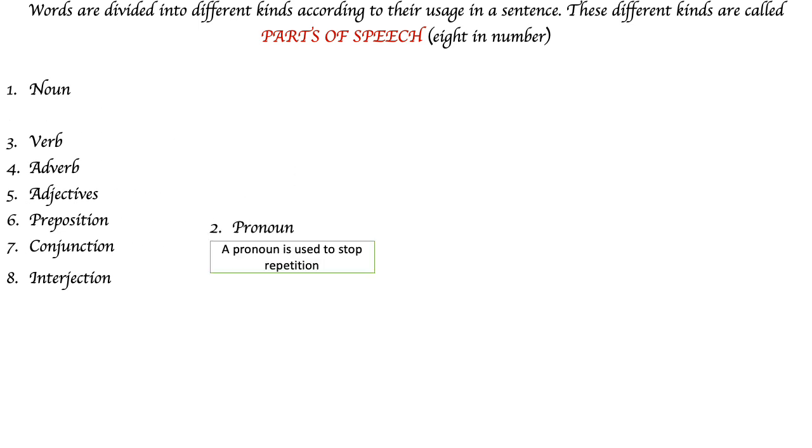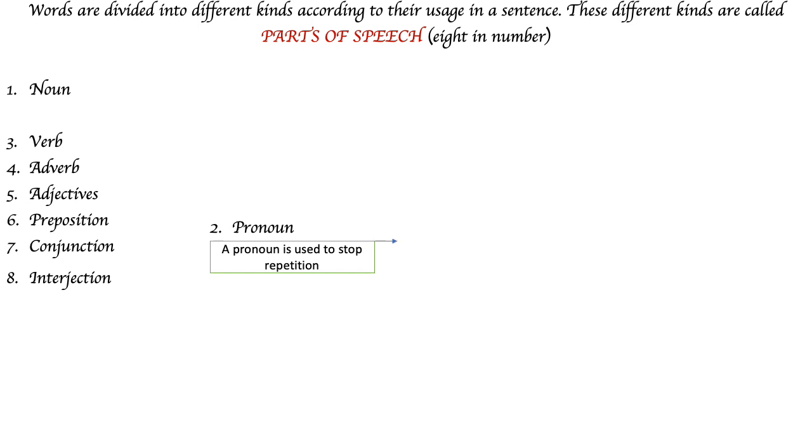Ram is a handsome boy. He is my student. Ram is a handsome boy. He is my student. Instead of using Ram again, I have used a pronoun, he. So, the primary function of a pronoun is to stop the repetition of a noun.